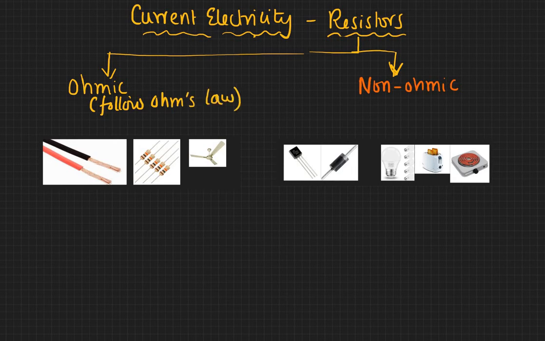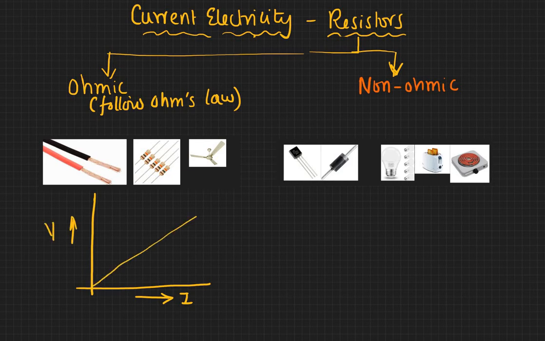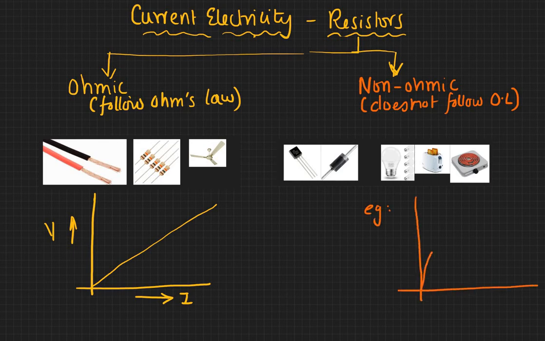When you say it follows Ohm's law, what we imply is that if you draw the IV graph, you will get a straight line. So ohmic resistors follow this kind of relationship between I and V. Non-ohmic does not follow Ohm's law, and an example graph between I and V can be something like this.